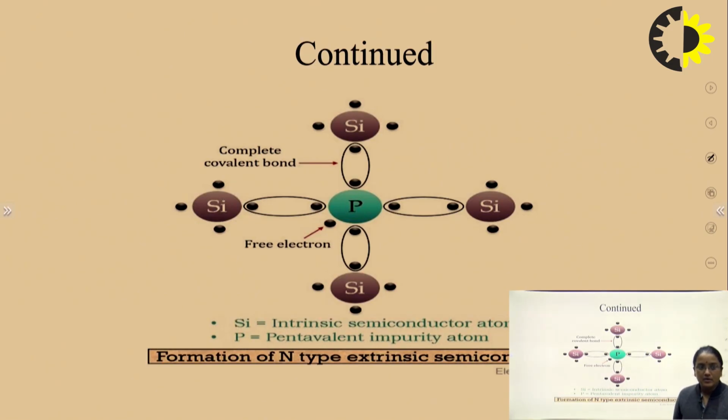This is a diagram of N-type semiconductor, in which we are adding a pentavalent impurity, that is phosphorus, to the purest form of semiconductor, which is silicon. So, by adding this pentavalent impurity, we get the N-type semiconductor in which the majority charge carriers are basically electrons.